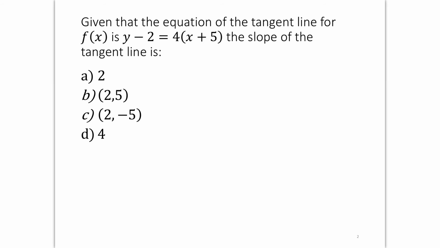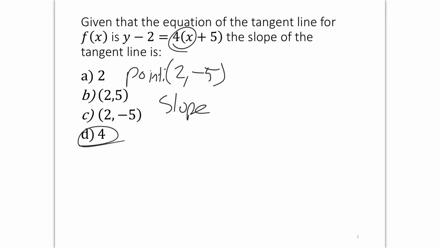All right, the correct answer is 4 because we have it here in its proper format, y minus y1. So the point is actually 2, negative 5. That's our point. But the slope is coming from right here. So the slope is m equal to 4. So the answer would be 4.